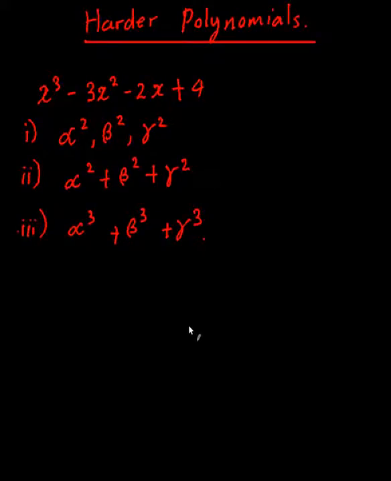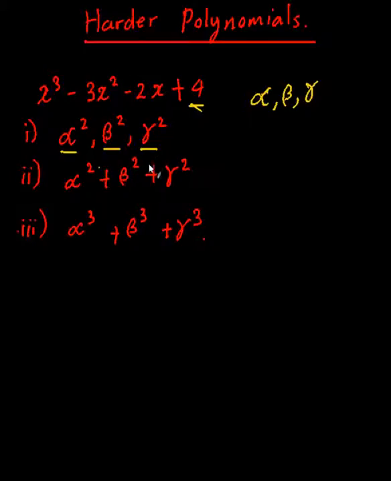In this video, I'll be doing some harder polynomial questions. So the question goes a bit like this. I have a polynomial as follows: x cubed minus 3x squared minus 2x plus 4. And they tell you that the roots of this particular polynomial are alpha, beta, gamma. So 3 at most, right? Because it's a cubic. It's asking you to find a polynomial with the roots alpha squared, beta squared, and gamma squared as part 1.